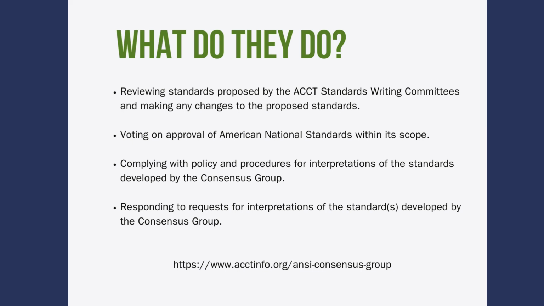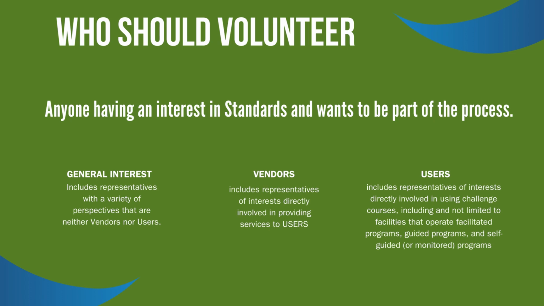So, what makes up the consensus group? The consensus group is made up of three different categories of individuals. The goal is that the groups have a balance of representation from materially interested parties in the industry affected by the standards. The three groups include general interest, vendors, and users.